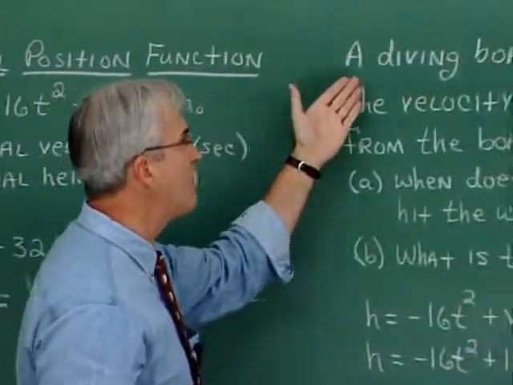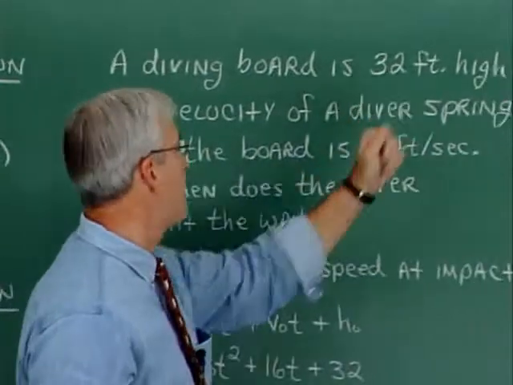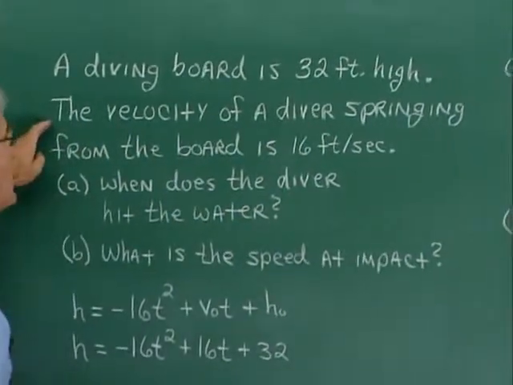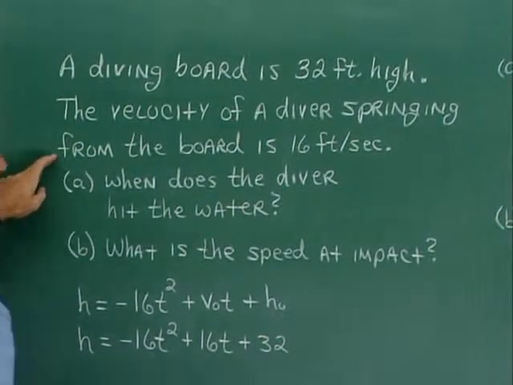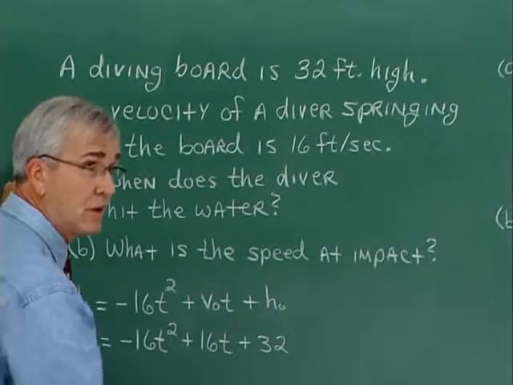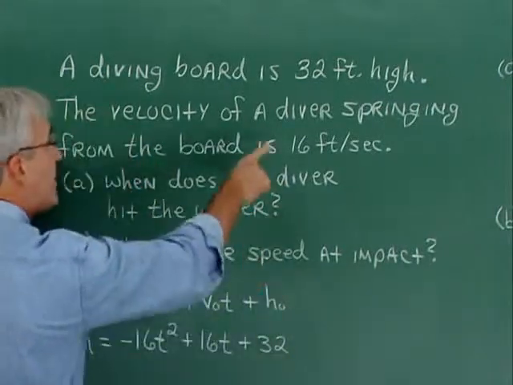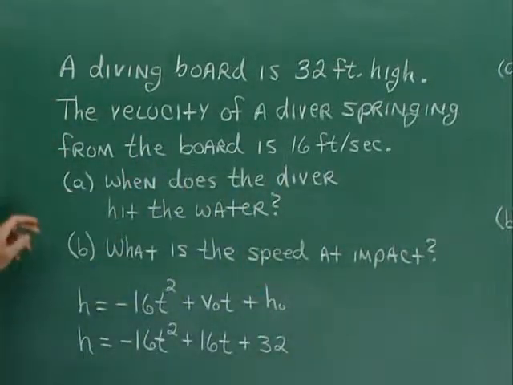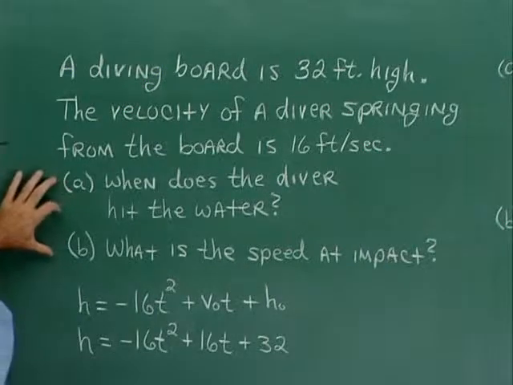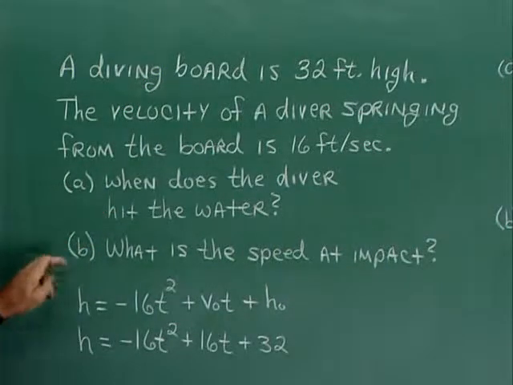It says a diving board is 32 feet high. The velocity of a diver springing from the board is 16 feet per second. So the diver is going up at 16 feet per second. We want to answer two questions. One, when does the diver hit the water? And number two, what is the speed at impact?